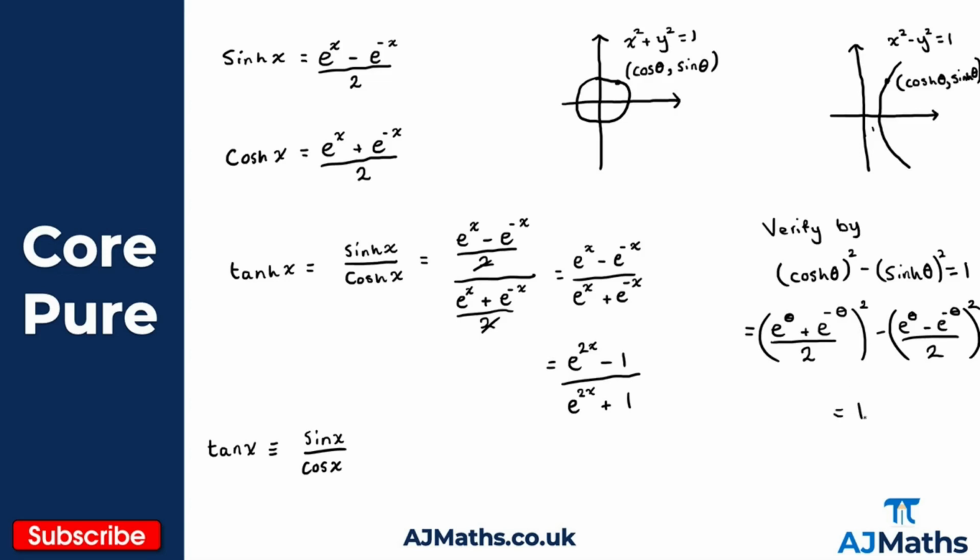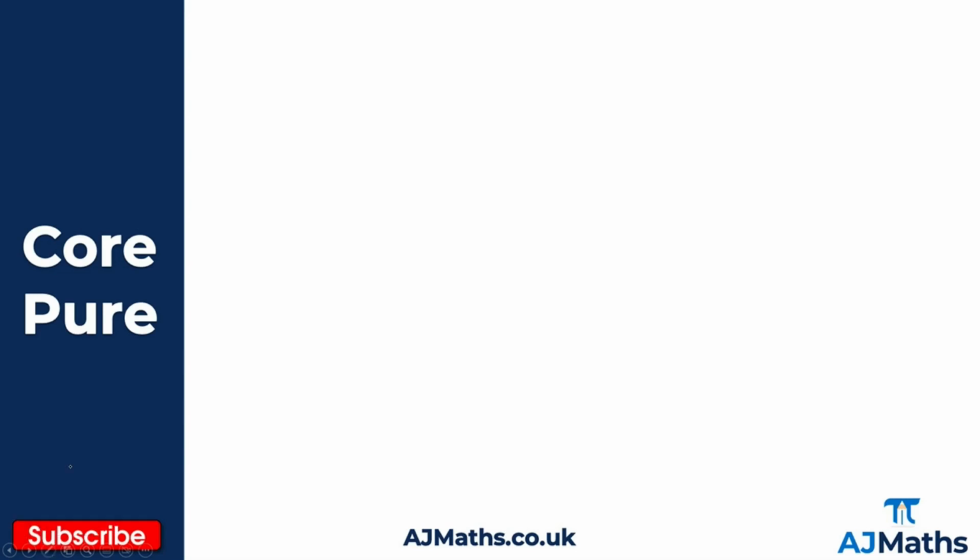Okay, and to finish with, I just want to mention the odd and even functions here. So I'm just going to clear the screen. In this case, we say that hyperbolic sine is an odd function. So what does that mean here? Well, what that tells us is sinh of minus x is equal to minus sinh of x. That's our definition of an odd function.